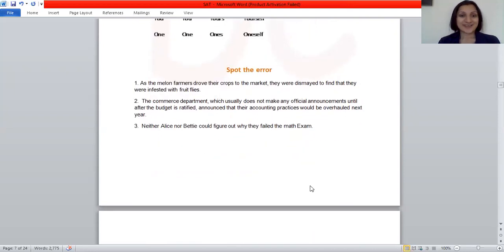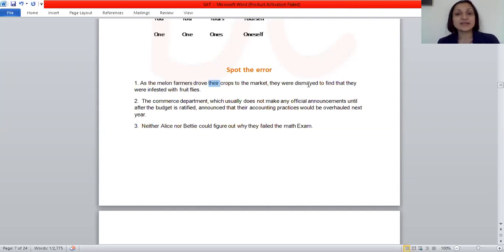Now, spot the error question. As the melon farmers drove their crops to the market, they were dismayed to find that they were infected with fruit flies. First thing first, any sentence you read, if it is not underlined, usually you will get sentences underlined, so you don't have to read it this way. But here, because it's not underlined, let me read it to you once again. I'm going to read with all the pronouns highlighted in my mind. I'll say, oh, pronoun, let me ask my mind if it's correct or not. As the melon farmers drove their crops to the market, oh, there, okay, so their crops, whose crops? Melon farmers' crops, absolutely correct, keep it.